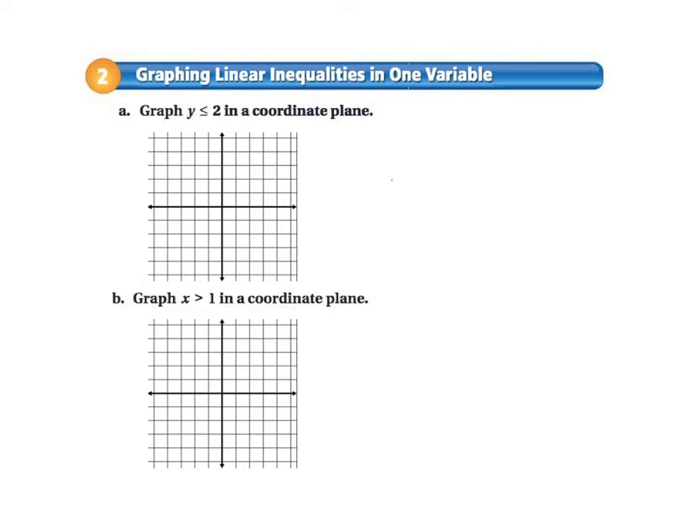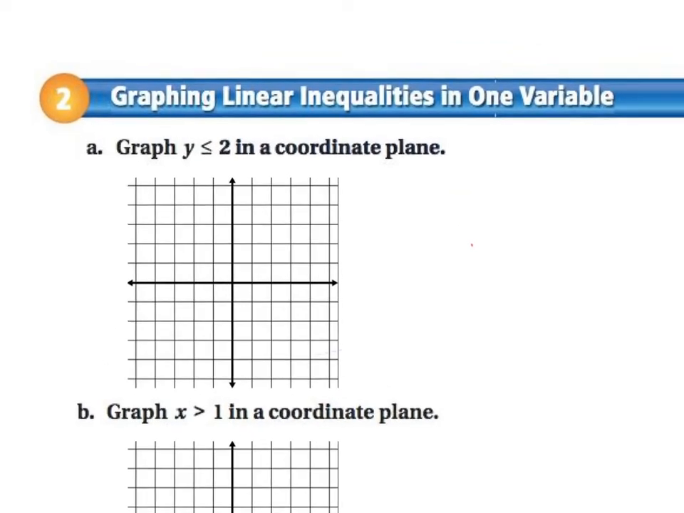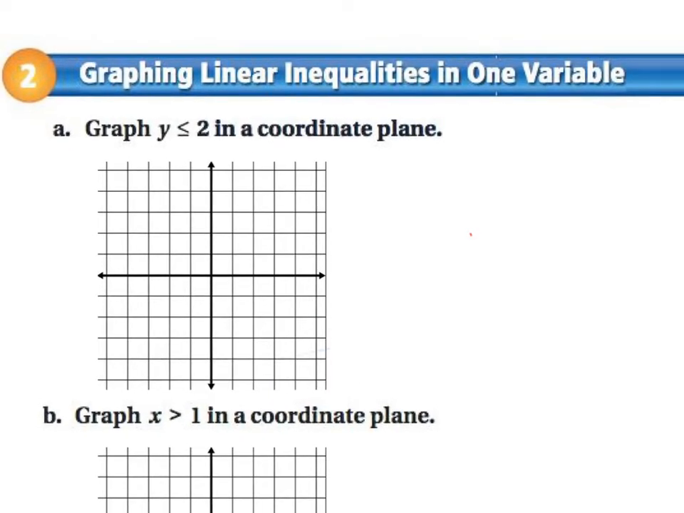All right, let's give a couple of these a try. So this first one is actually a special type of line. This is going to be a horizontal line because I only see y. So the way I think of it, we can rewrite this as y is less than or equal to 0x plus 2. This is in slope-intercept form.